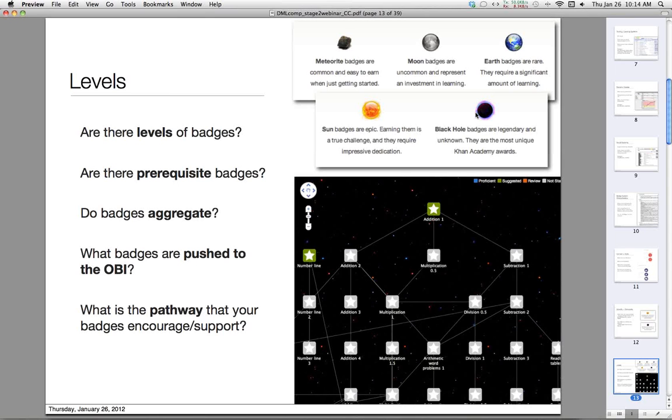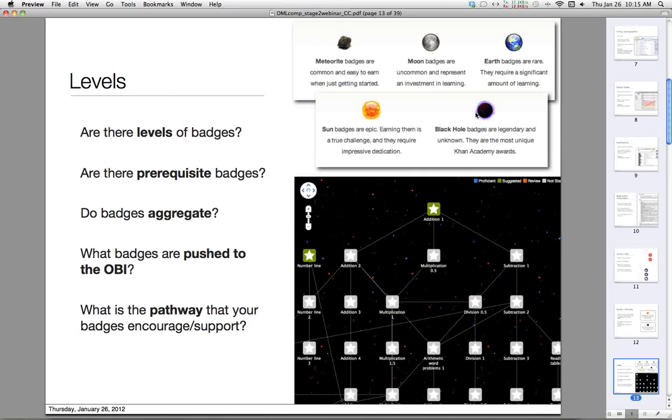Then, addressing that same concept, what are the levels of badges, and are there prerequisites? Do badges aggregate? Let's take a minute to talk about those. Levels of badges, essentially what we're getting at there is perhaps you're thinking about one specific badge, or you're starting from a small standpoint. And it's helpful to start from a small standpoint that you can get your arms around. And then, can the badges be built upon? When you're developing the system, can you think far enough in advance about how the system itself might grow?